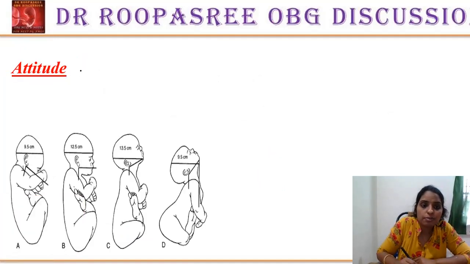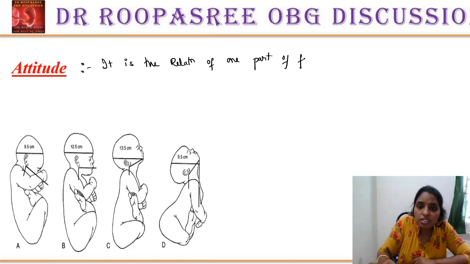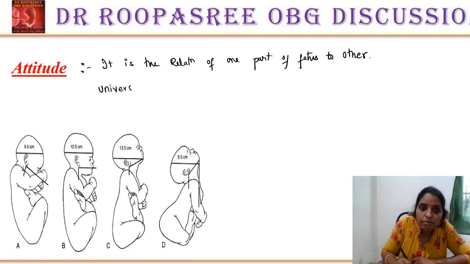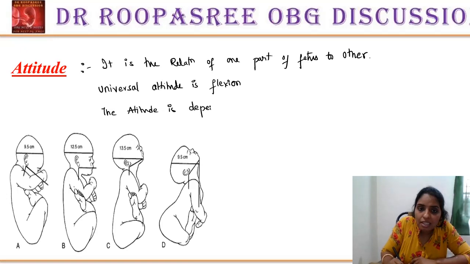Okay, next. Now, attitude. It is the relation of one part of the fetus to the other. Okay, it is a relation. Second point: the universal attitude is flexion. Attitude is dependent on the amount of amniotic fluid.